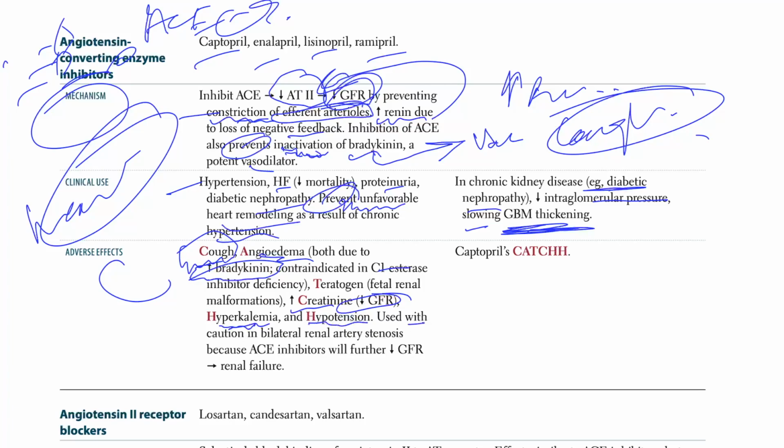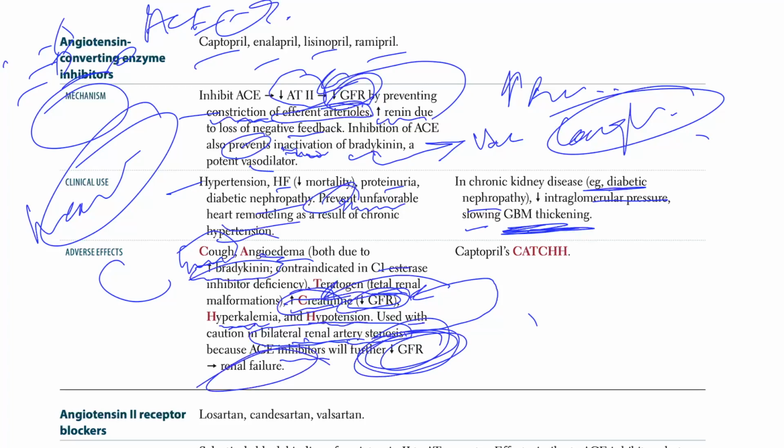Use with caution in bilateral renal artery stenosis, because if you have bilateral renal artery stenosis, you have already decreased GFR, you have already increased the creatinine, and so you really want to use caution, because you don't want this thing to go way too high and this thing to go way too low. As they have mentioned here, the ACE inhibitor will further decrease the GFR and can lead to renal failure.